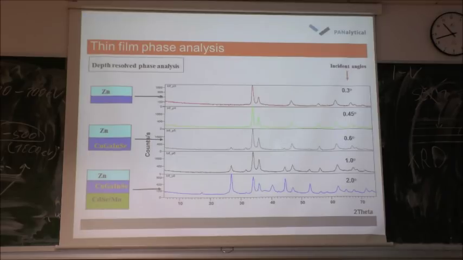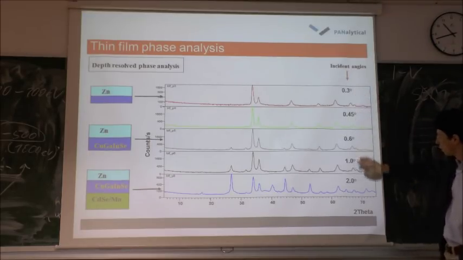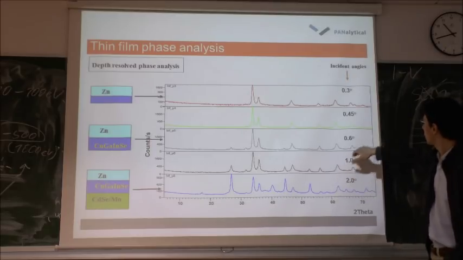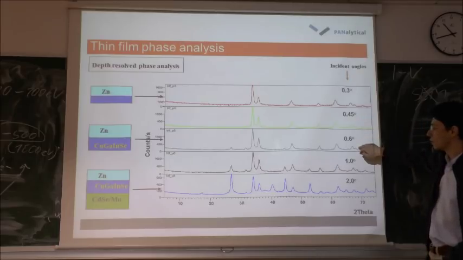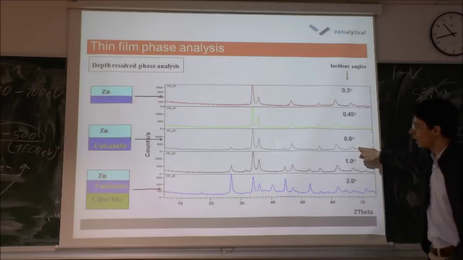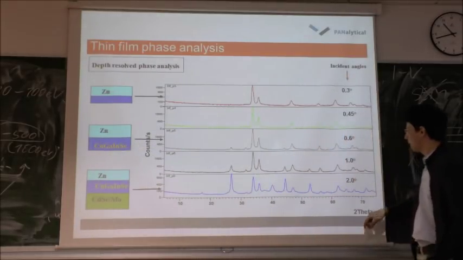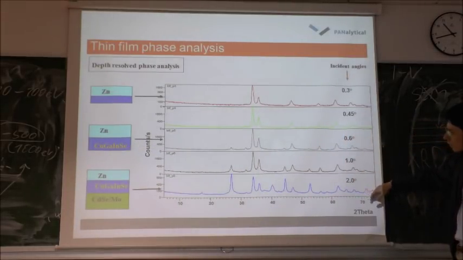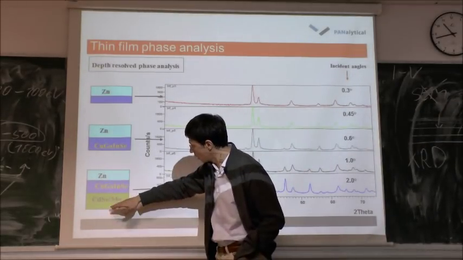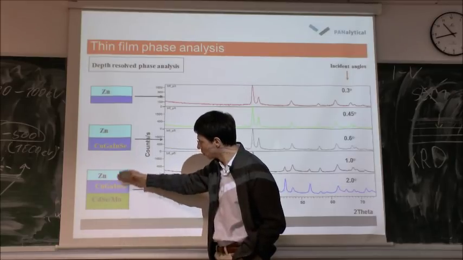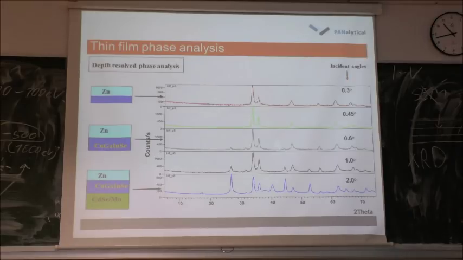So let's say here is one example. This is the incidence angle. It was changed from 0.3 to 2 degrees, and at the very small angle you get the top layer. Then you increase the angle, let's say to 0.6, and you get information about the layer underneath, zinc. Then you further increase to 2, and you get even more information from the material below. And this is then this compound. So this can be depth resolved phase analysis.